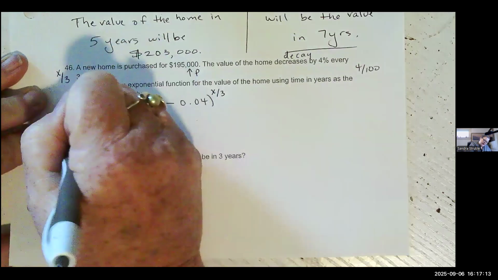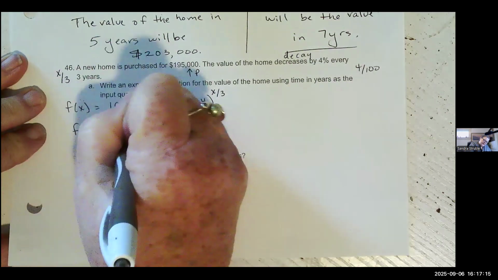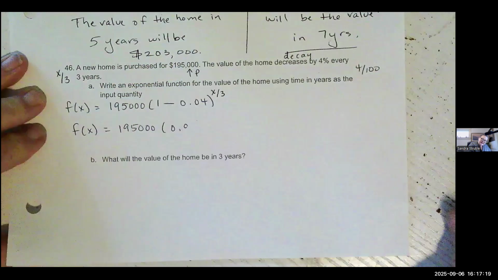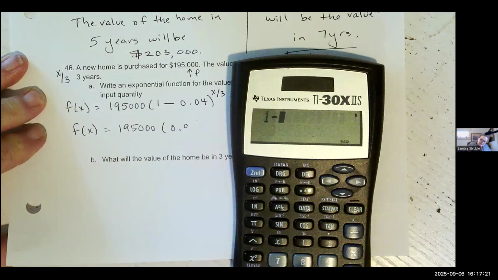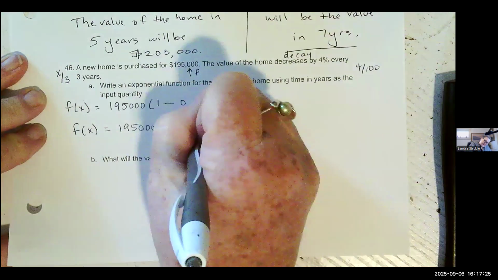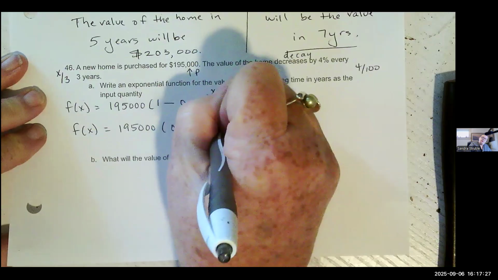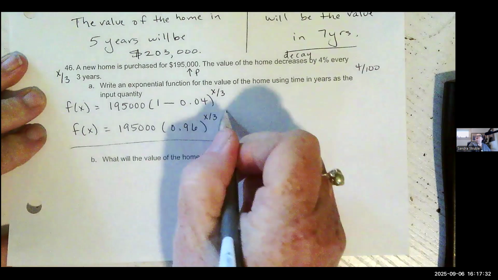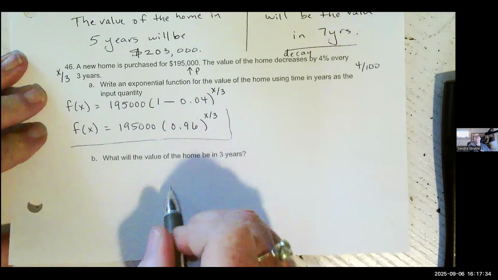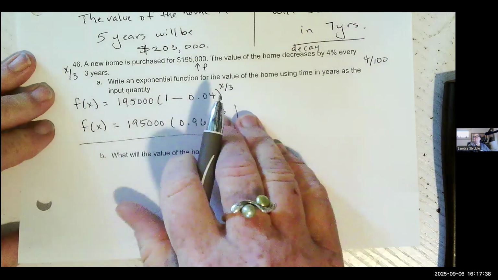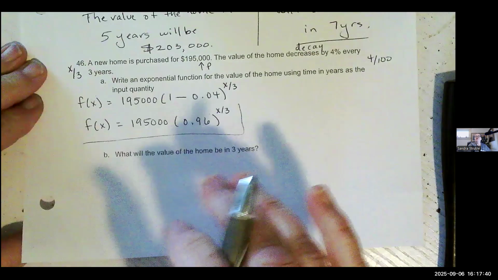Please simplify to 195,000, 0.96, yep, 0.96. And then X divided by 3 is in your exponent. I don't need parentheses when you're setting it up for the exponential function, but when you're putting in your numbers, you can put parentheses around it. It's not going to hurt anything.